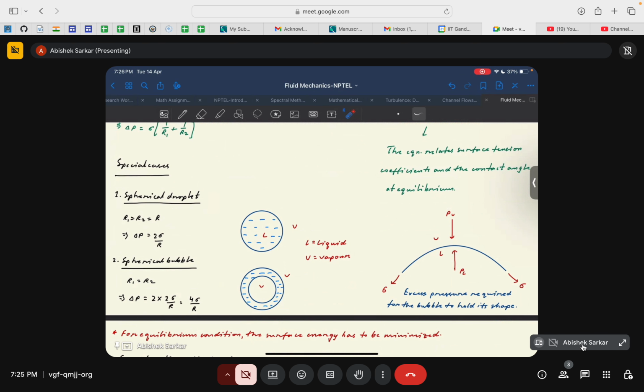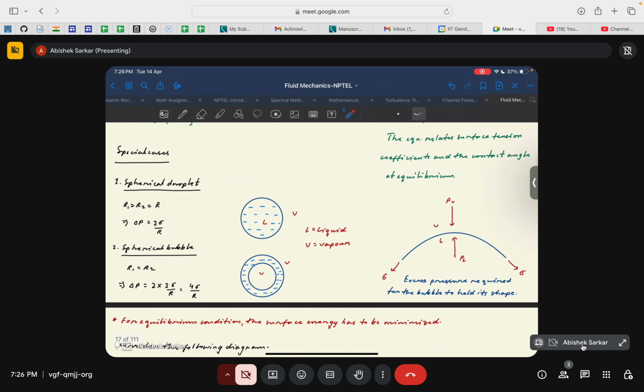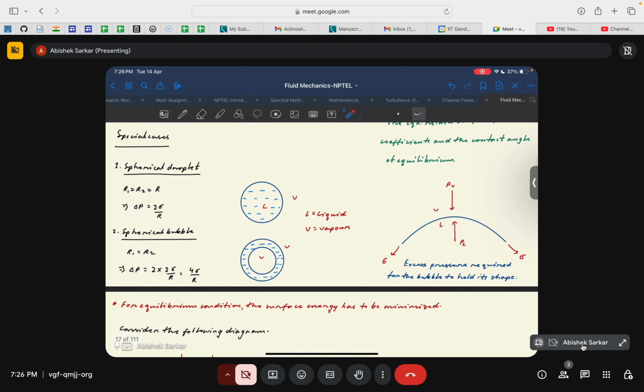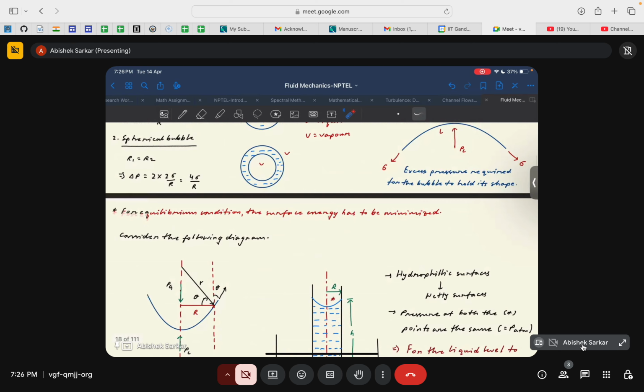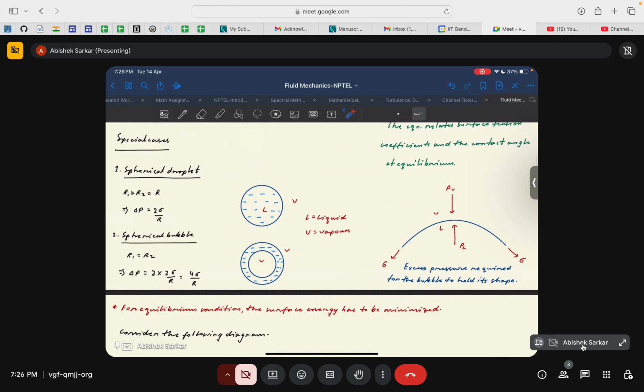In the case of spherical droplets, the excess pressure is given by 2 sigma by r, where sigma is your surface tension coefficient. In the case of a spherical bubble, since a bubble has 2 layers, the inside layer and outer layer, and inside is hollow, your excess pressure will be 2 times 2 sigma by r, which is 4 sigma by r. In the case of a liquid jet, your excess pressure will simply be sigma by r.